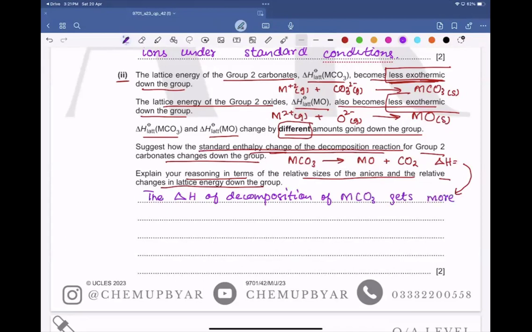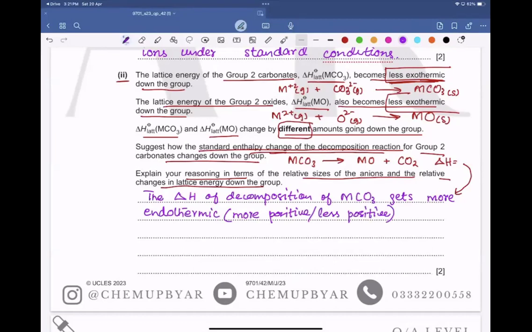Or you can say less exothermic. Because as we move down, we need more temperature to break or decompose that carbonate. So it will become more endothermic. Or you can write more positive. Instead of more positive, you can write less positive. So this is what we have stated, that this is what is happening. Is this understandable? Now we have to explain this.